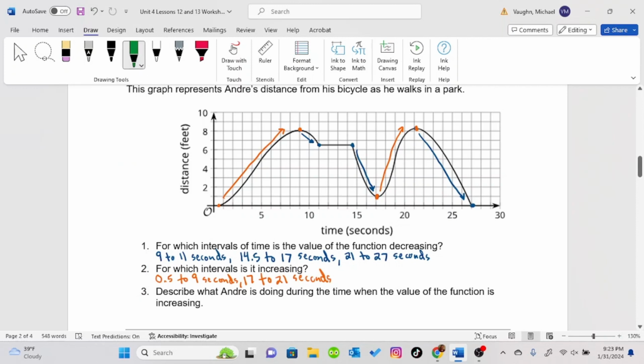And number 3, describe what Andre is doing during the time when the value is increasing. Well, we know that our y is distance in feet from his bicycle. So if that distance is increasing, then he is walking away from his bicycle.